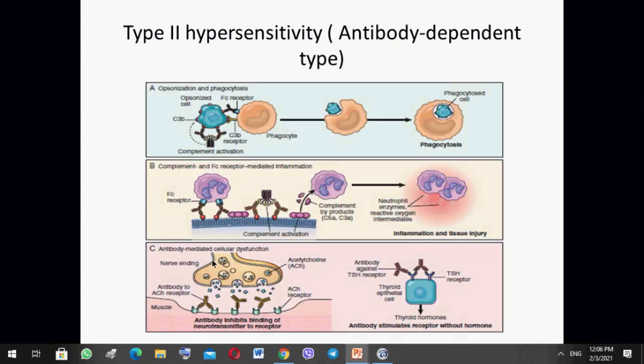So these antibodies will cause antibody-mediated cellular dysfunction. It causes dysfunction of this mechanism, okay? It will inhibit the process of neurotransmitters reaching the receptor, so the muscle will not contract. And this is what occurs in myasthenia gravis. The disease we call myasthenia gravis is characterized by muscular weakness.